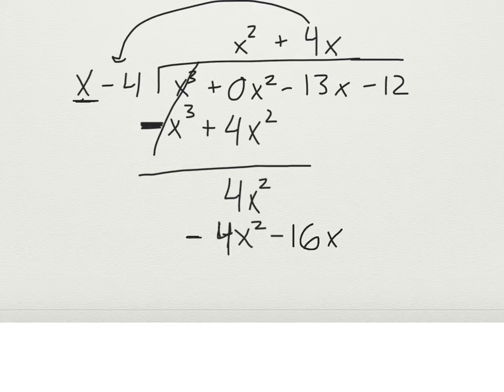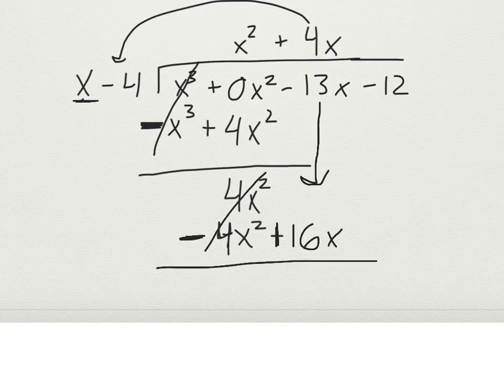So now we change the signs here. So this becomes a negative, this becomes a positive. So these will cancel out. And now we drop the negative 13x and combine it with the positive 16x. So what do we get there? 3x. We just add the numbers in front and keep the x's the same.